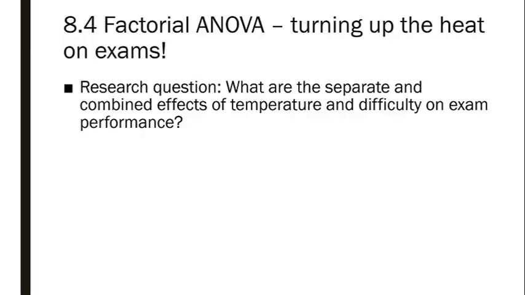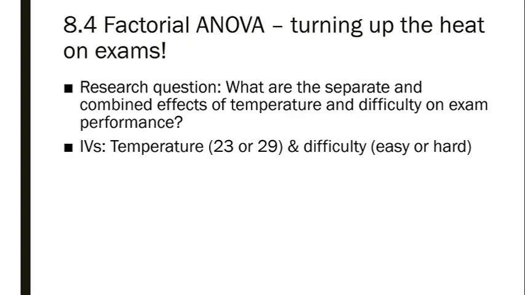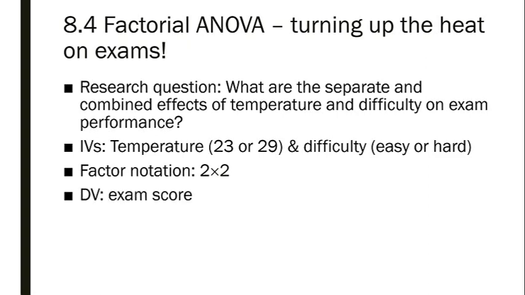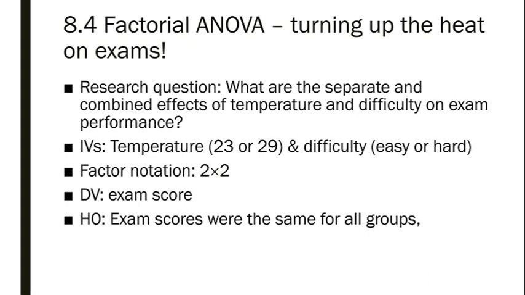Welcome back. So my condensed version of those 3 research questions is: what are the separate and combined effects of temperature and exam difficulty on exam performance? And what follows from that is that the independent variables are temperature, that is 23 or 29 degrees, and difficulty, that is, was it an easy exam or a hard exam? This is a 2x2 factorial analysis of variance. The dependent variable is exam score, and the null hypothesis is that exam scores were the same for all groups.